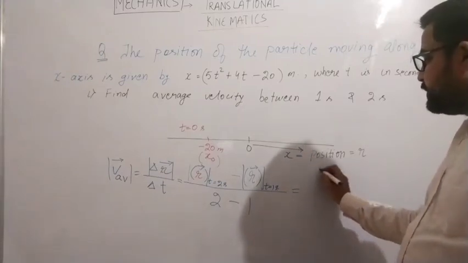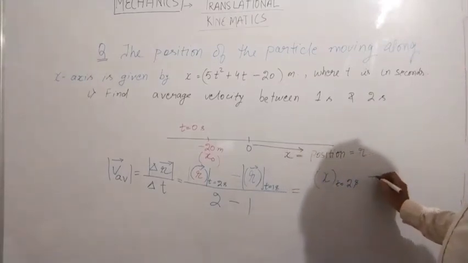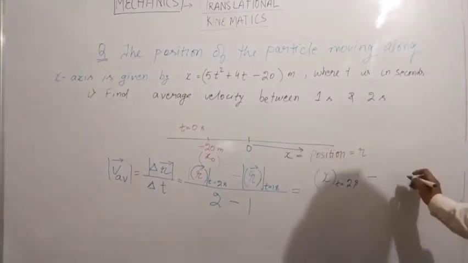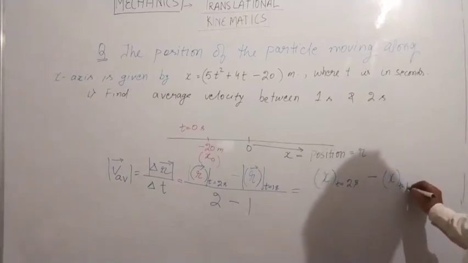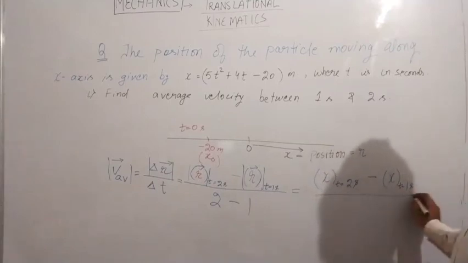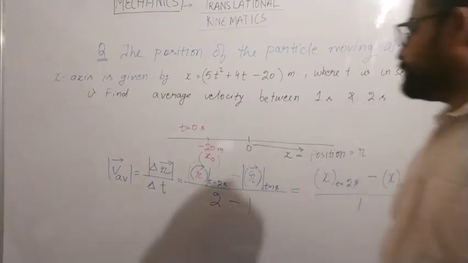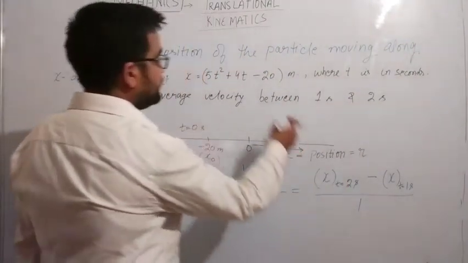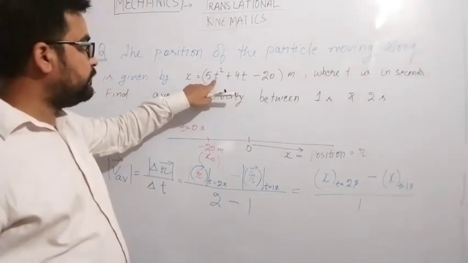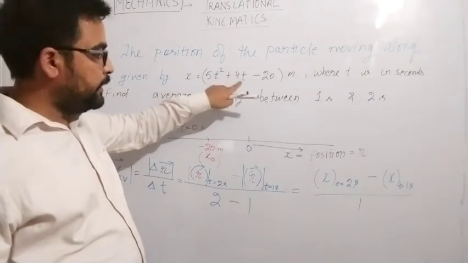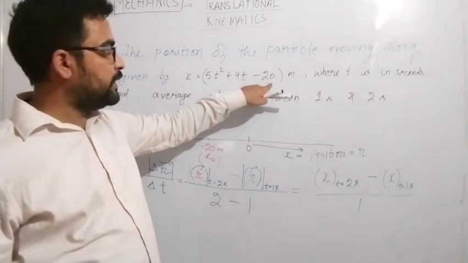So x at t is equal to 2 seconds minus x at t is equal to 1 second upon 2 minus 1, that is 1. So x at t is equal to 2 seconds. Put the values, put t is equal to 2 seconds in this equation, you will find 4 5 is 20 and 4 2 is 8. So 20 plus 8, that is 28 minus 20, that is 8.